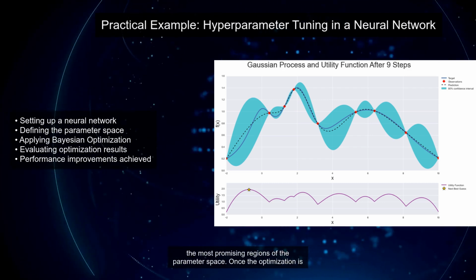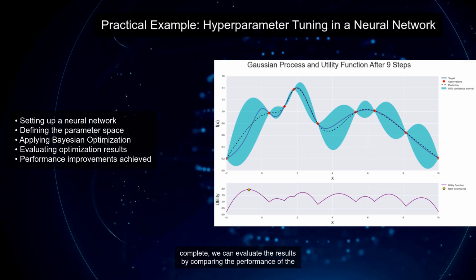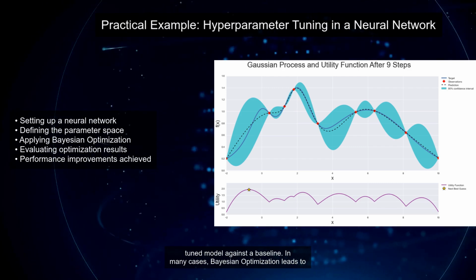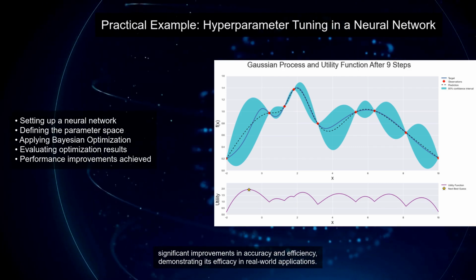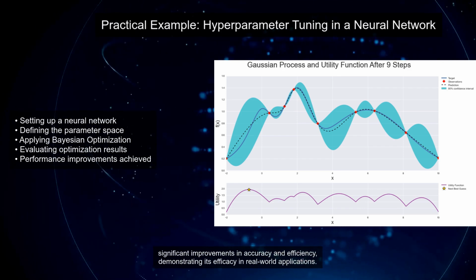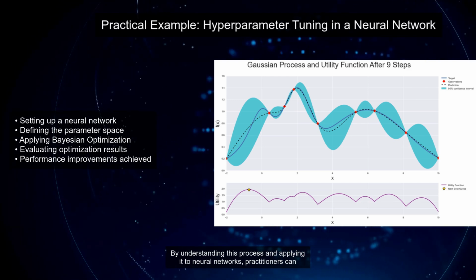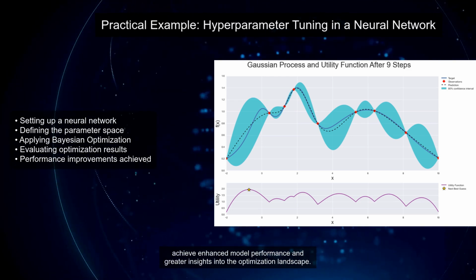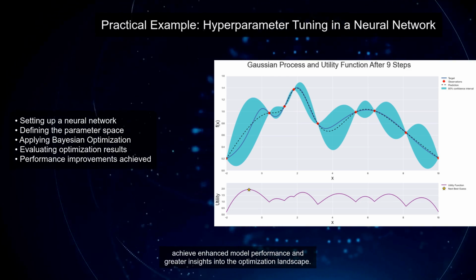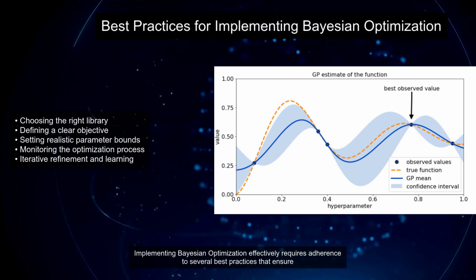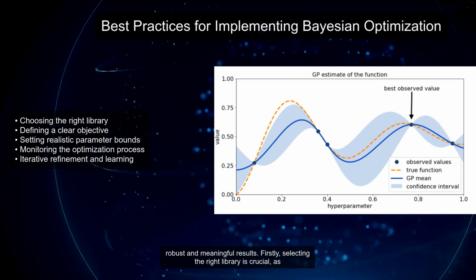Once the optimization is complete, we can evaluate the results by comparing the performance of the tuned model against a baseline. In many cases, Bayesian optimization leads to significant improvements in accuracy and efficiency, demonstrating its efficacy in real-world applications. By understanding this process and applying it to neural networks, practitioners can achieve enhanced model performance and greater insights into the optimization landscape. Implementing Bayesian optimization effectively requires adherence to several best practices that ensure robust and meaningful results.